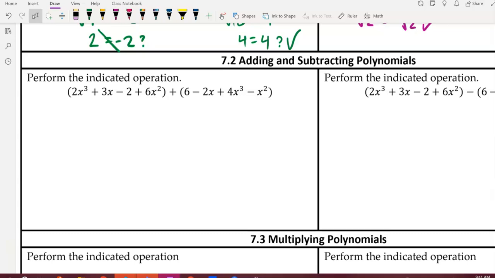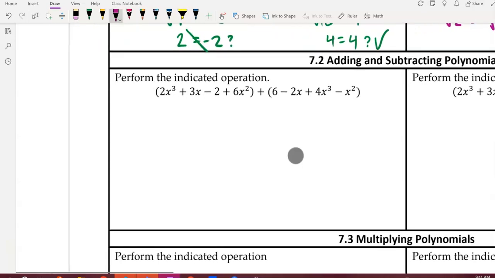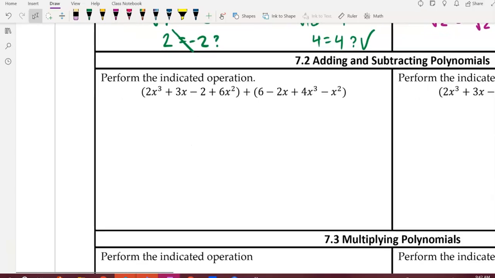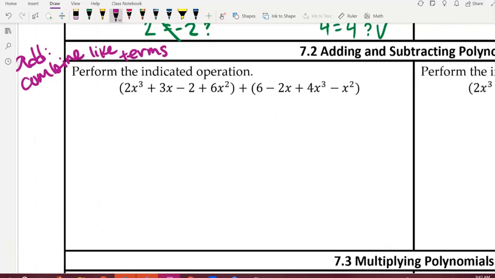7.2, adding and subtracting polynomials. When we add polynomials, we just combine like terms. Let's write that on here. Combine like terms. That's all we have to do. So I'm going to circle everything with a cube. So that's 2 plus 4, so we have 6x cubed.